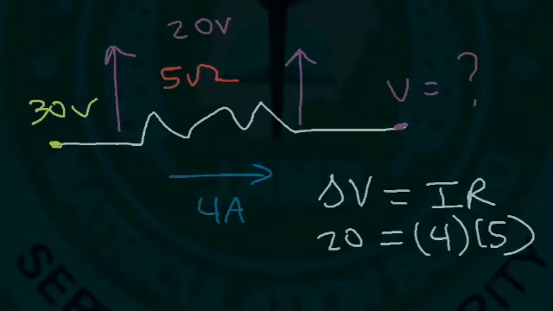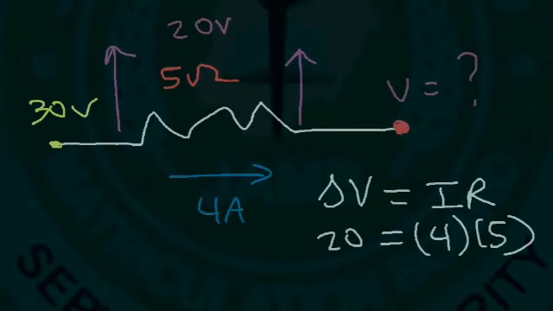So now what is the voltage at the other side? We know it's different by 20 from 30. So is it 20 volts higher or 20 volts lower? Is it 30 plus 20, which will give us 50, or is it 30 minus 20, which will give us 10?